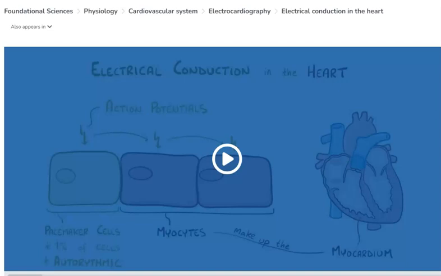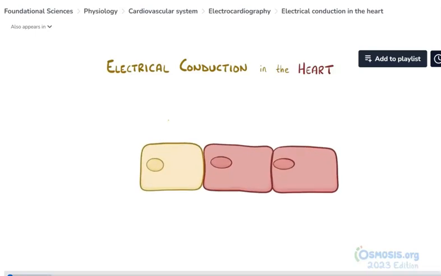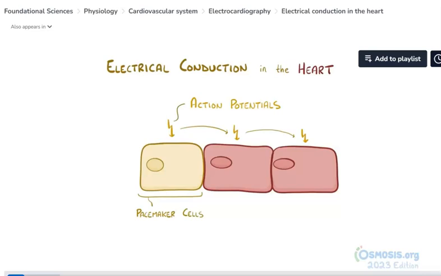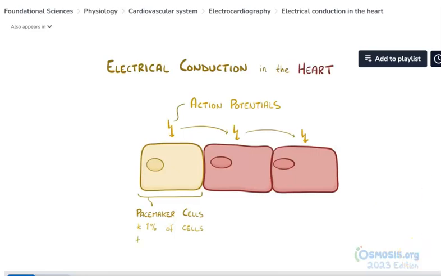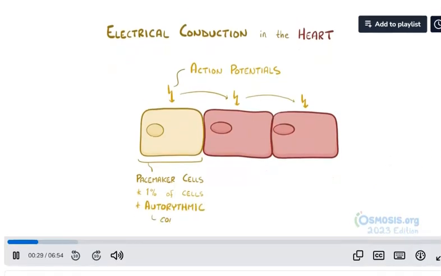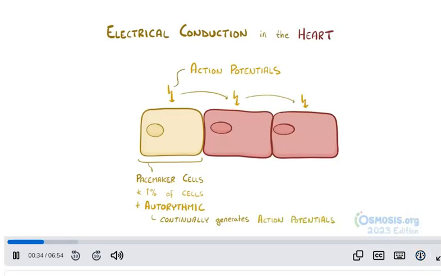This is the electrical conduction in the heart video. Electrical conduction in the heart refers to the electrical signals that go from cell to cell in the heart. This happens in the form of action potentials, which get sent out by the pacemaker cells. The pacemaker cells, also called conducting cells, are a relatively tiny group, only about 1% of the heart cells, but they're a pretty influential minority. Their special ability is that they're autorhythmic, which means they can continually generate new action potentials that go out to the rest of the heart, which are the other 99%.